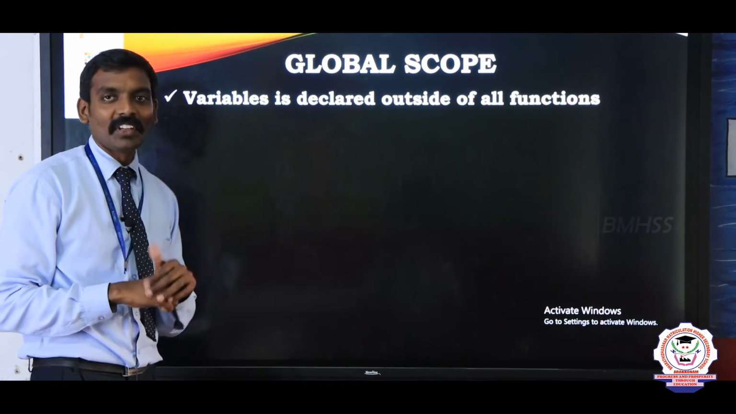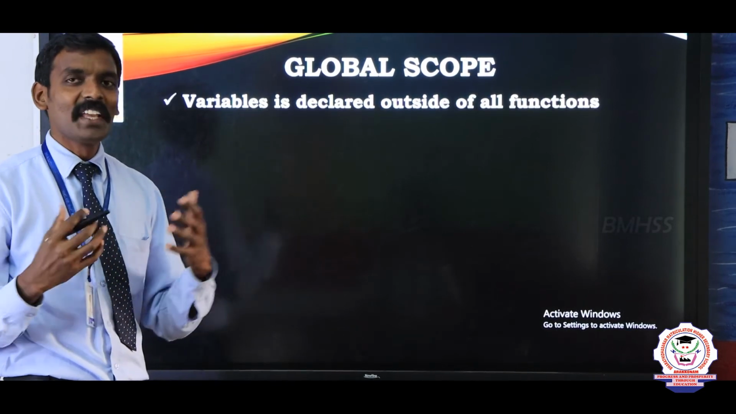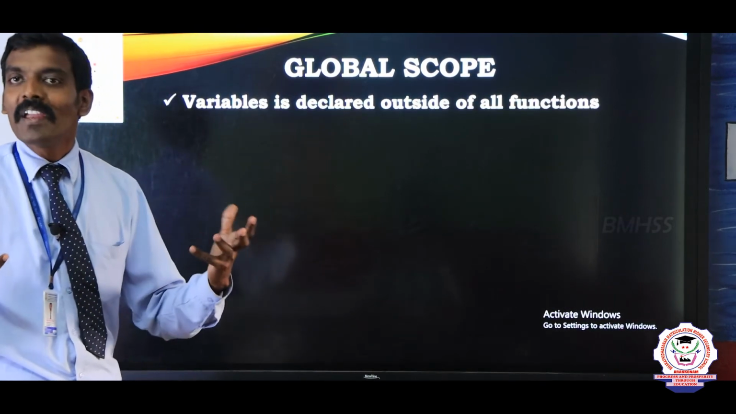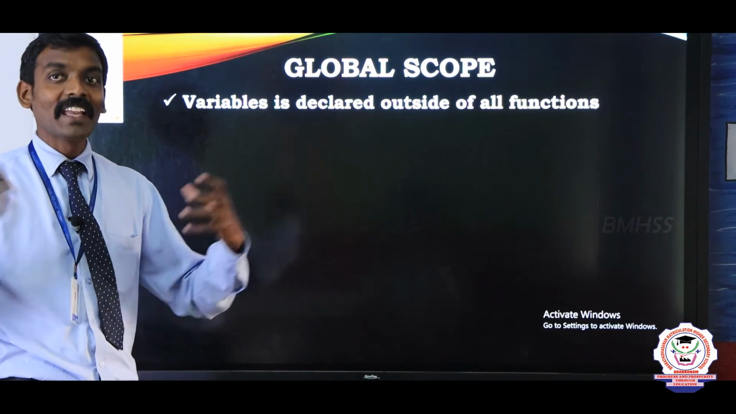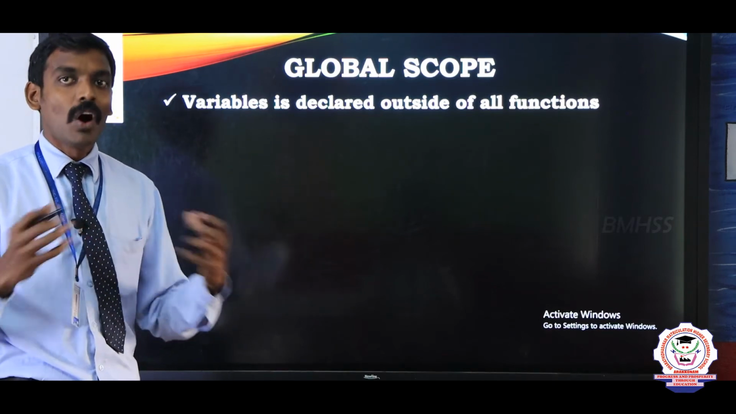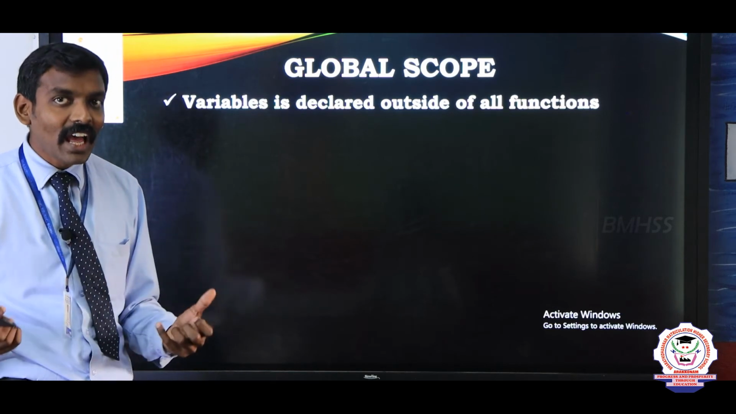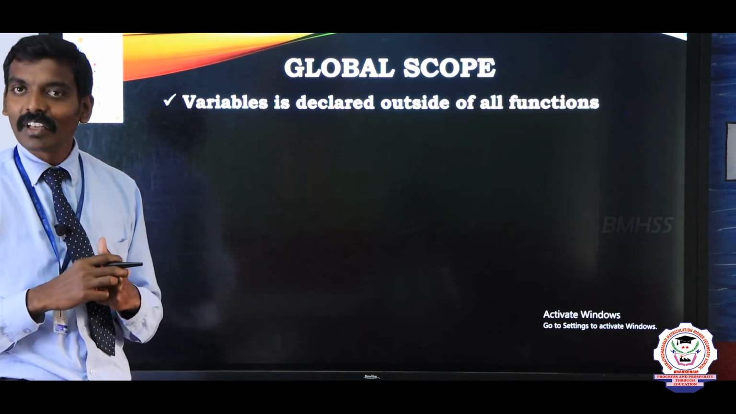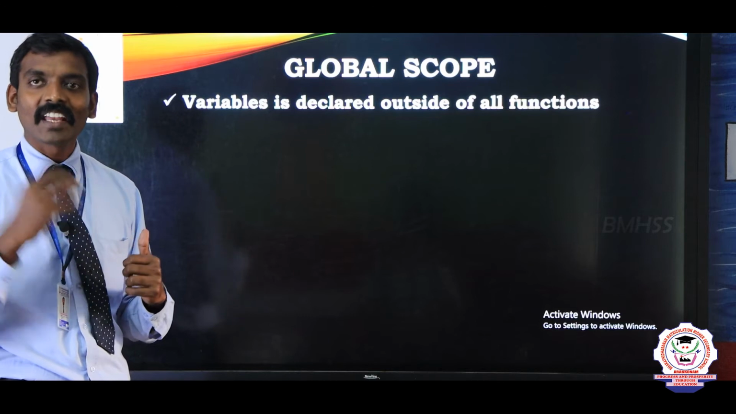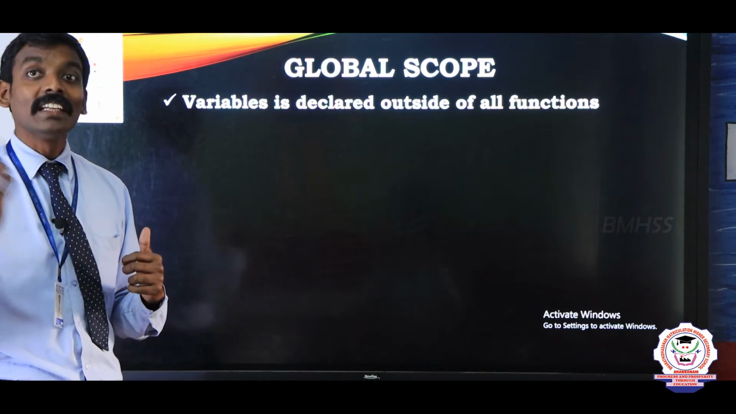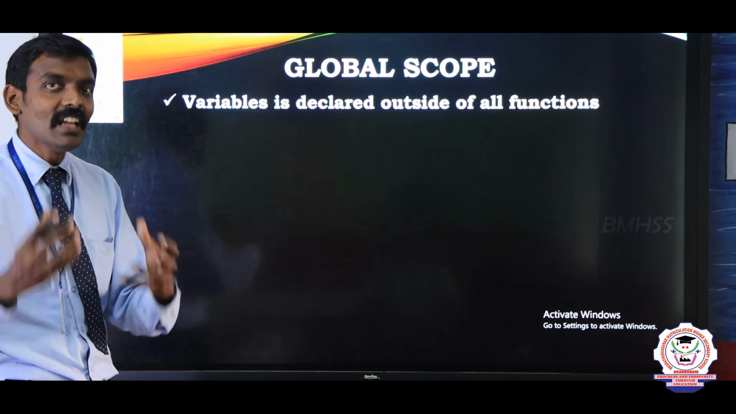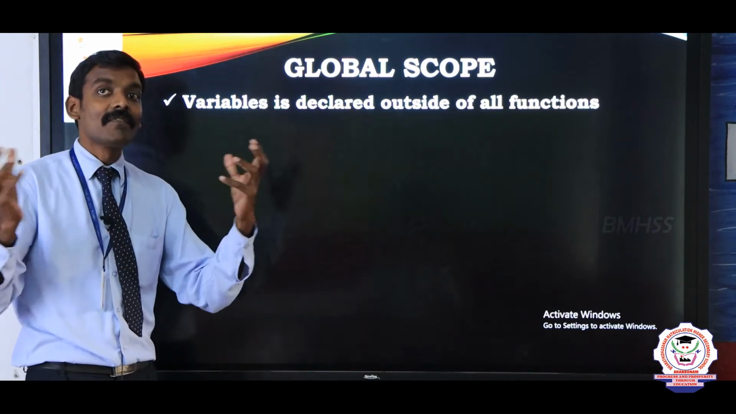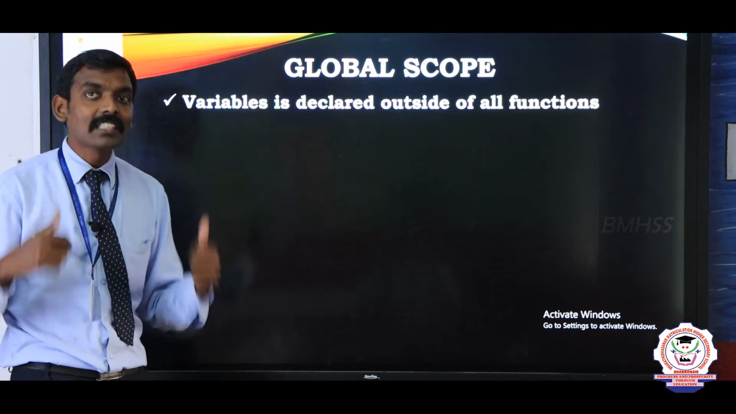Now we are going to see the global scope. What is the meaning of global? Global means a very simple, it is a worldwide word. For example, we can access the resources all over the world in our real life. How can we access the resources in our real life? Very simple, we can access the resources using internet. With the help of an internet facility, we can collect the data from various places in our system.